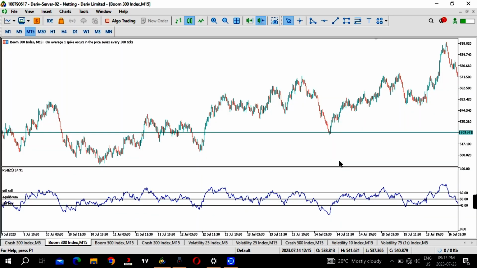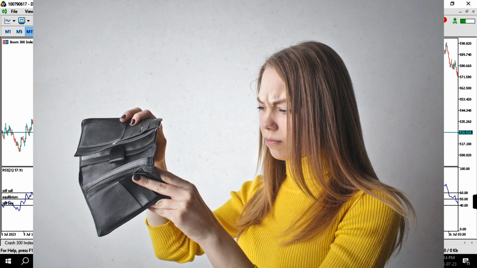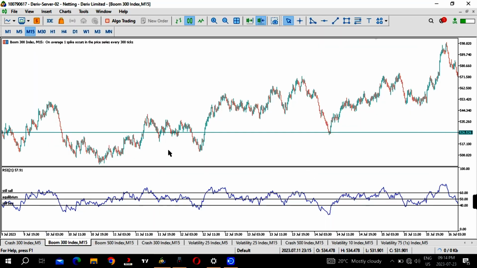Why am I teaching you this strategy? Because when I started trading, I didn't have a mentor. I didn't have anyone who could teach me, right? So I just watched other videos and they just taught me the overbought and the oversold, and I continuously lost money using that. So I'm going to be teaching you exactly how it's done, right?